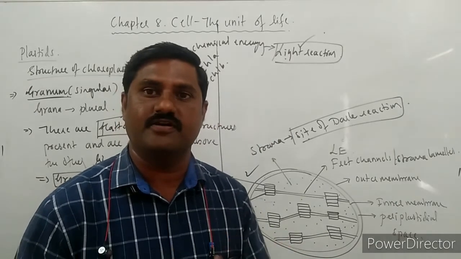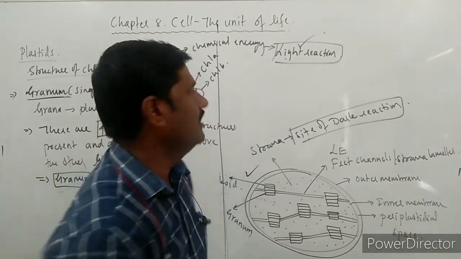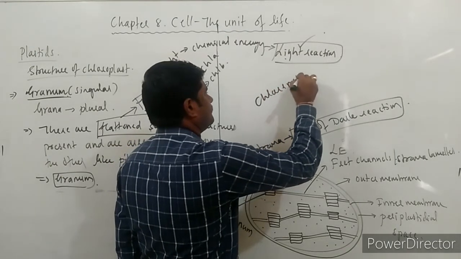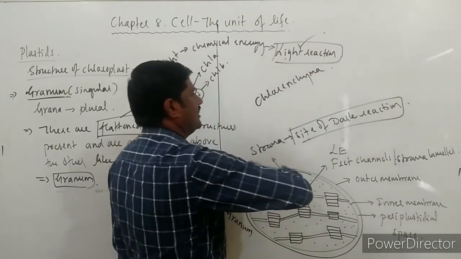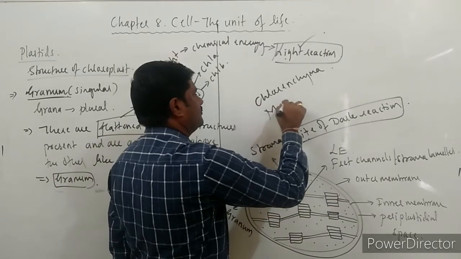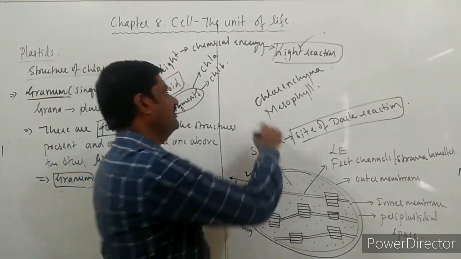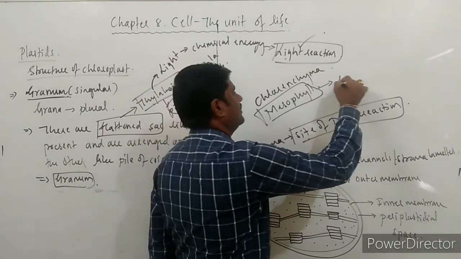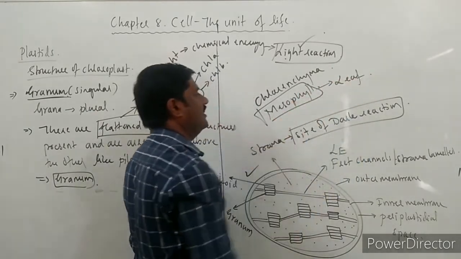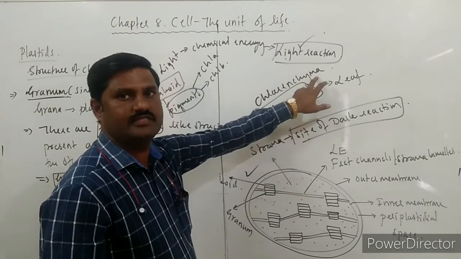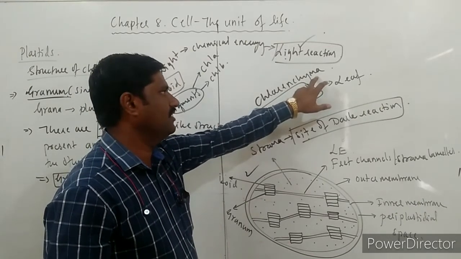One is mesophyll tissue and the other is chlorenchyma. Mesophyll is usually present inside the leaf. It is a kind of chlorenchyma. It contains parenchyma with chloroplast, which is called chlorenchyma.